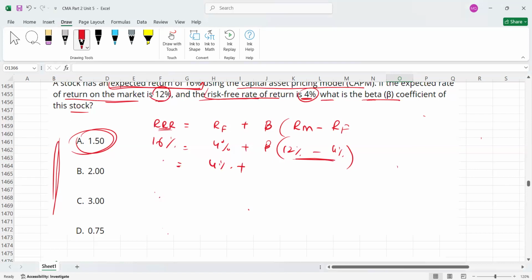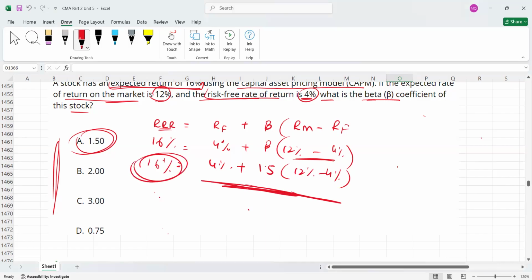First put here the first option, which is what? 1.5 into 12% minus 4%. And then solve. If by solving this you are getting exactly 16% answer, it means that is your correct answer. And by the way, here you will get 16% answer. How?